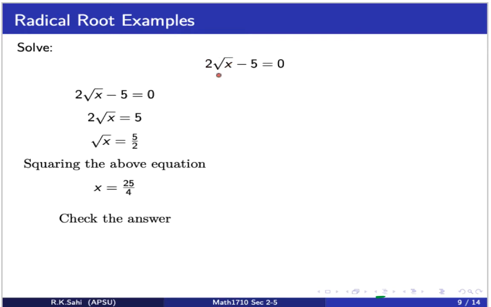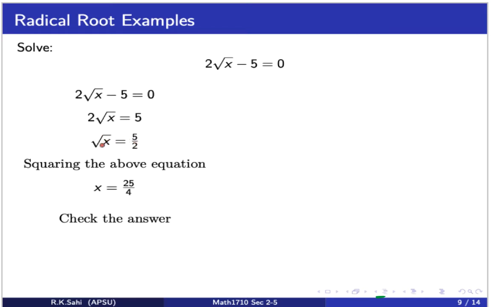Now the idea is to get x on its own, so we write 2 square root of x minus 5 equals 0. Take the 5 on the right hand side of the equal sign. We get 2 root of x equals 5. Let's divide by 2 on both the sides and we get square root of x equals 5 over 2.